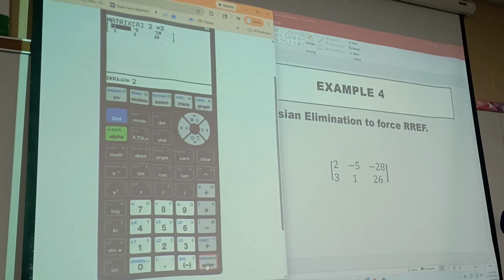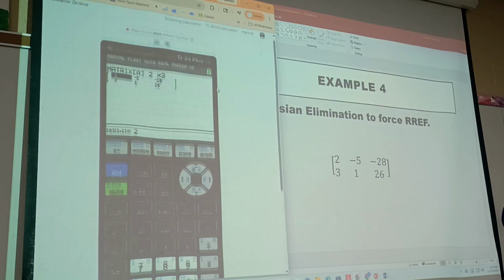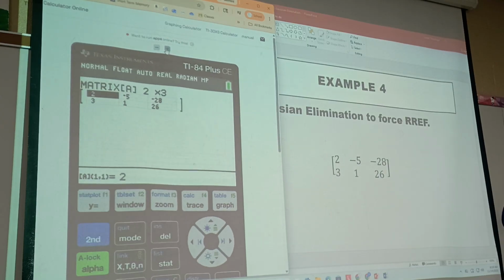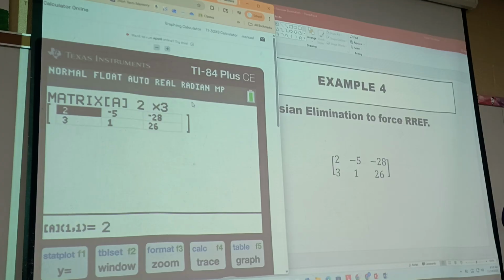Wait, you guys can't see that calculator. All right, so go ahead and type in your matrix, your 2, -5, -28. Put your calculator down if you got it entered in. That's your sign to me that you're ready to go. I just need a signal so I know when I can go.